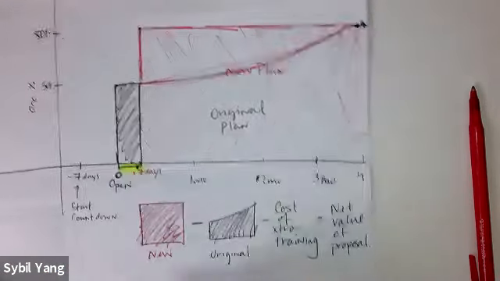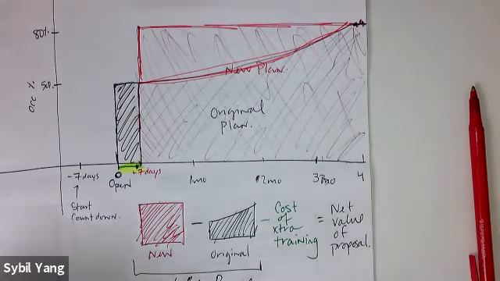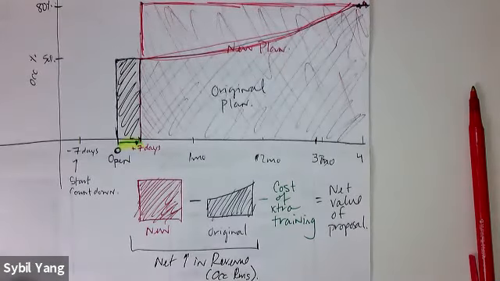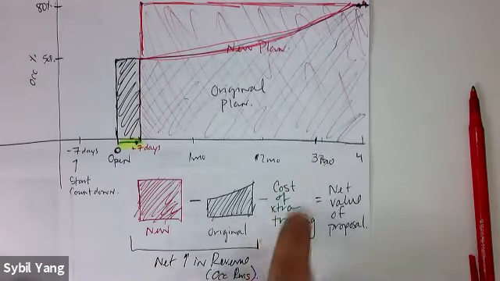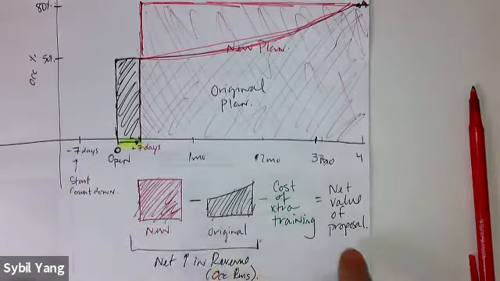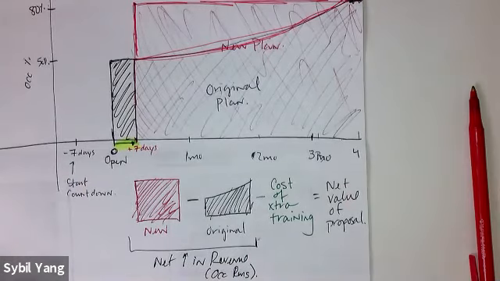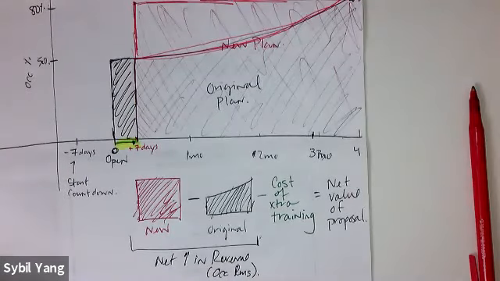So I'm going to put in here equals net increase in revenue in terms of occupied rooms. And then we have to take out the extra cost of training, and that will get us the net value of the proposal to Millennium. Okay, so that's the plan. Let's pick up with the next video then.